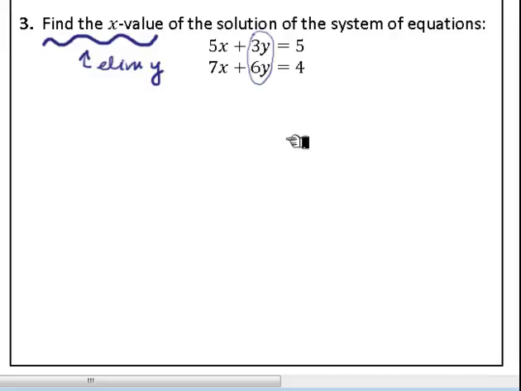So we look at the y column, and we see that we just need one multiplication here. We can multiply the top equation by negative 2, and we'll get a coefficient of minus 6y, of minus 6. In the bottom equation, we have a coefficient of 6, so that would be good. So let's multiply the top equation by negative 2.